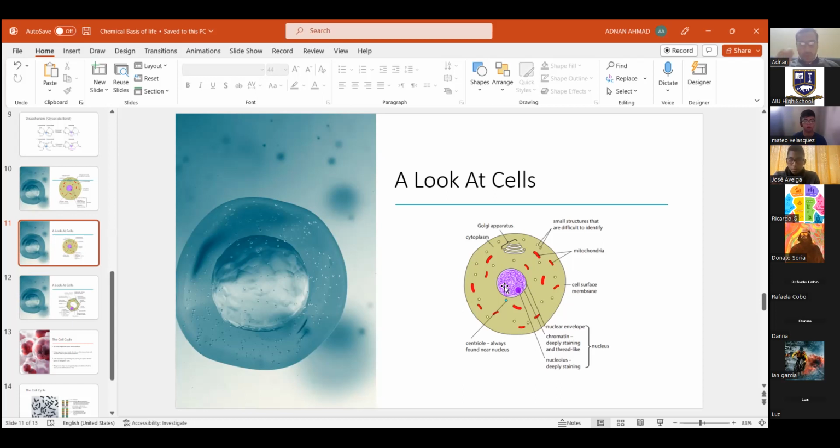Okay, so the red structures that you are seeing here are called mitochondria. Does anyone know what the function of mitochondria is? Okay, let me explain.